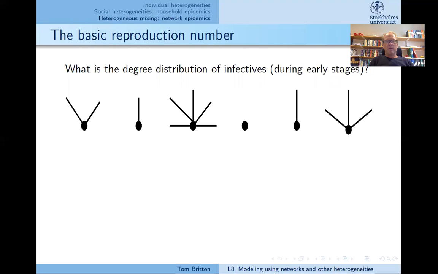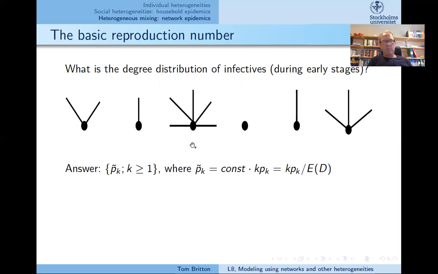This implies that in the beginning of the outbreak, individuals with high degree are overrepresented, in the sense that an individual with degree K is K times more likely to be infected than an individual with degree 1. So the degree distribution among people infected during the early stage of the outbreak relates to the original one as some proportionality constant multiplied by K times PK. This looks a little bit complicated, but all it says is that this individual is 5 times more likely to get infected compared to that individual.